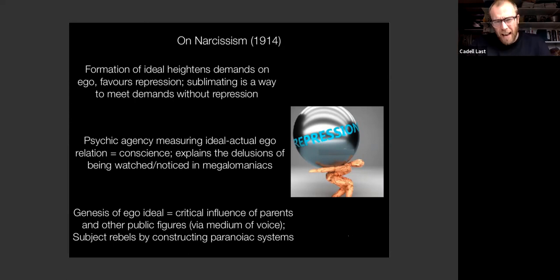So he says that there's a psychic agency which is constantly measuring the difference between the ideal and actual ego, and that's what we have come to call the conscience. And the person who's got a narcissistic or megalomaniacal tendency has a deeper relationship in some sense with the conscience, although it manifests constantly in this feeling of being watched or noticed. I don't know if they're closer to it or if they have some different psychic relationship to it, because although I know the feeling of being watched or noticed, I've never suffered from delusions of being watched or noticed in the way that a megalomaniacal person may.